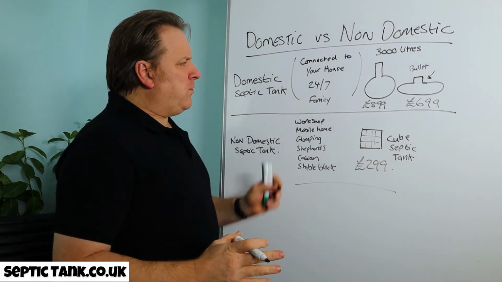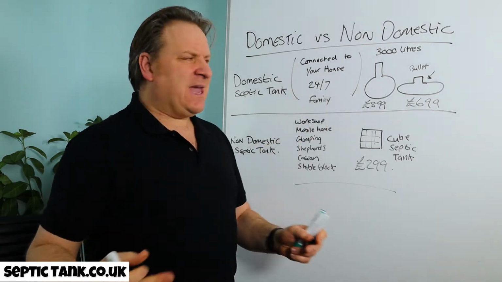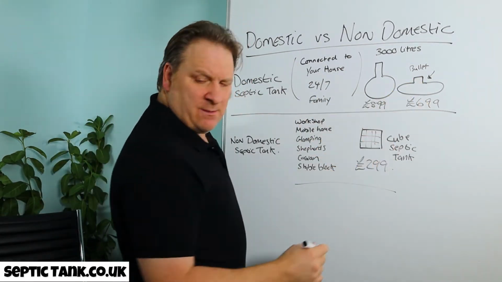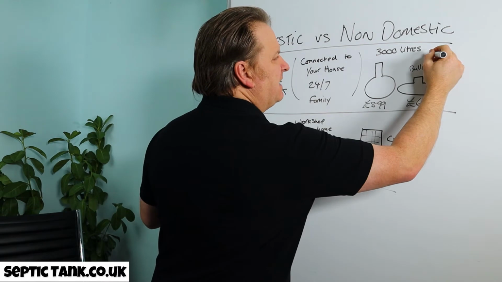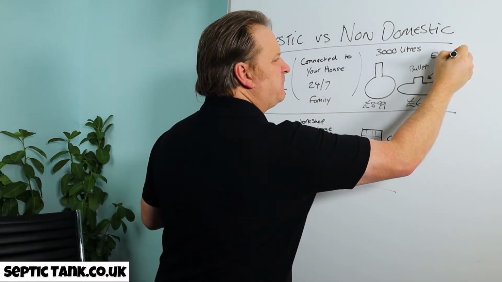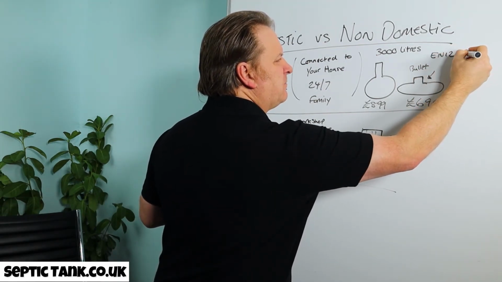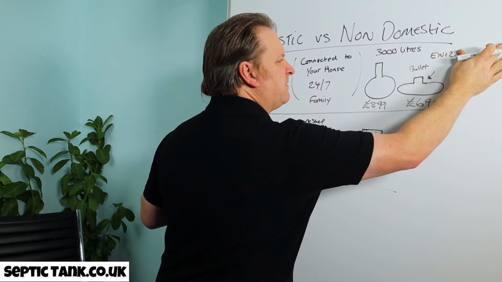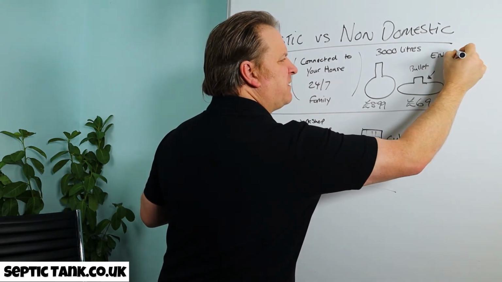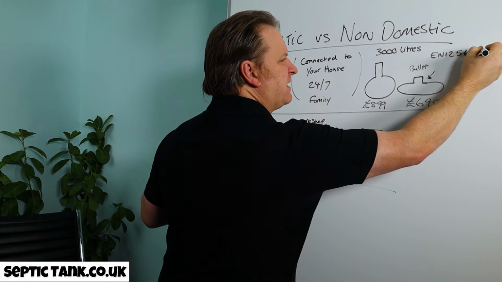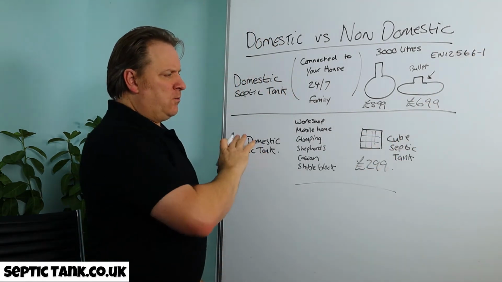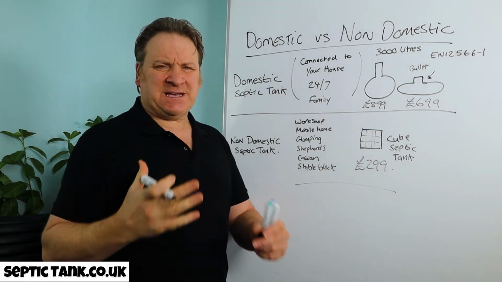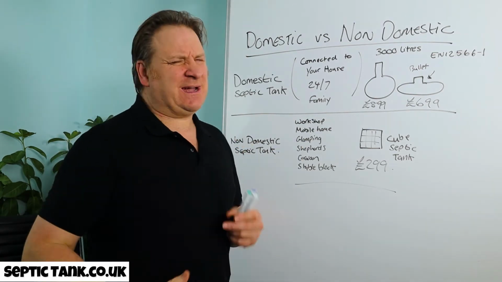Now, with the domestic septic tank, it has to have something called an EN12566-1. And that means that it has to comply with British standards and stuff like that.